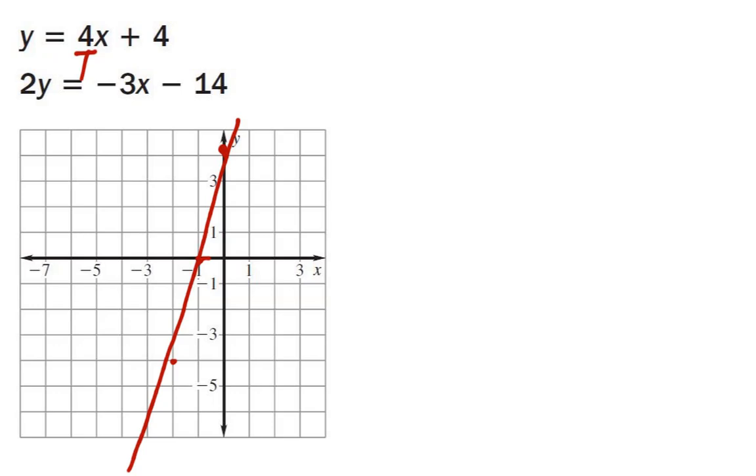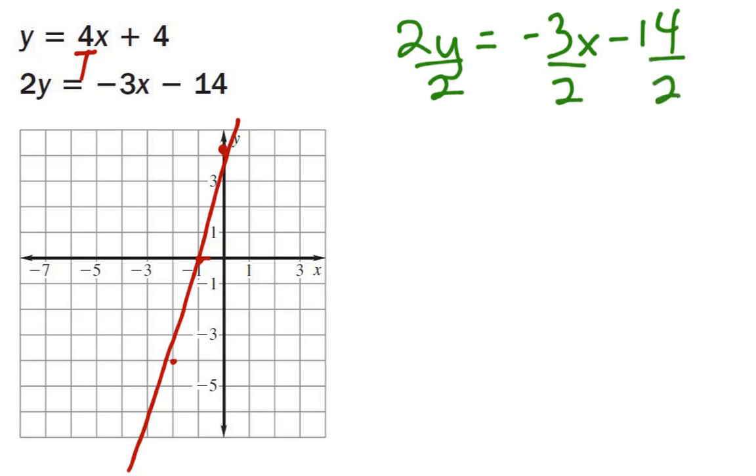Equation 2 is not in slope-intercept form, so let's write this out so that we can set it up in slope-intercept form. Divide every term by 2. Reduce: y is equal to -3/2 x minus 7. Now it's in slope-intercept form. It's going to pass through the y-axis at -7. It has a slope of -3/2, which means the rise is -3, the run is 2.